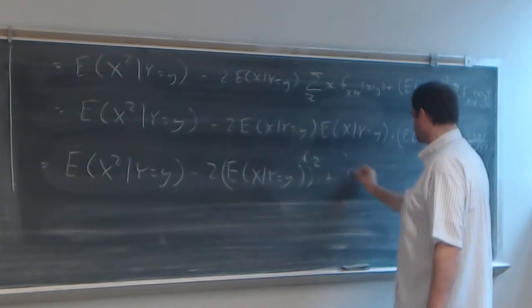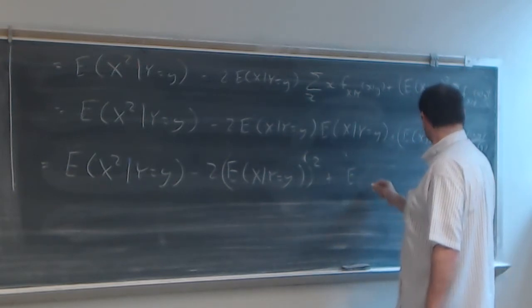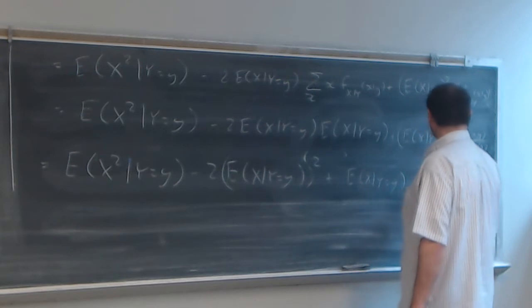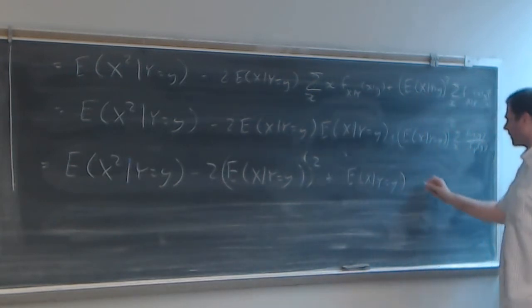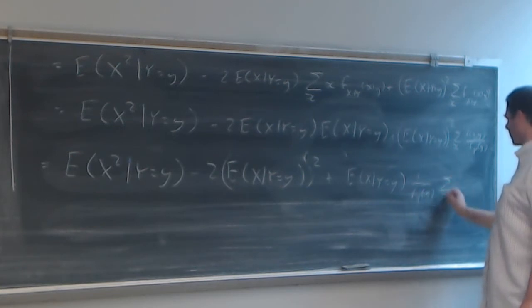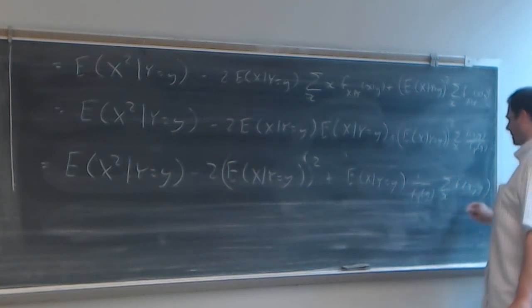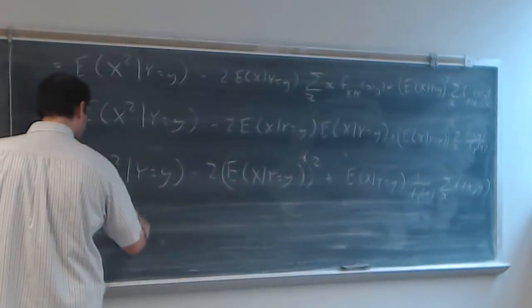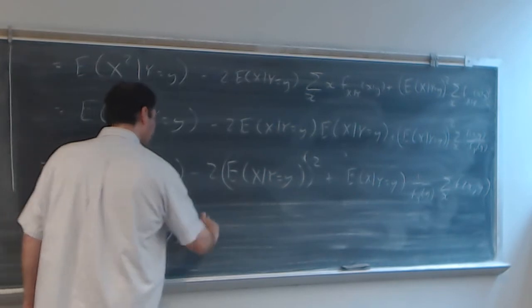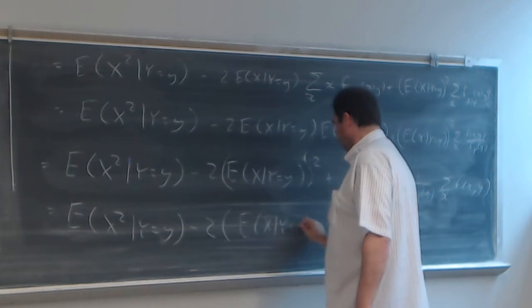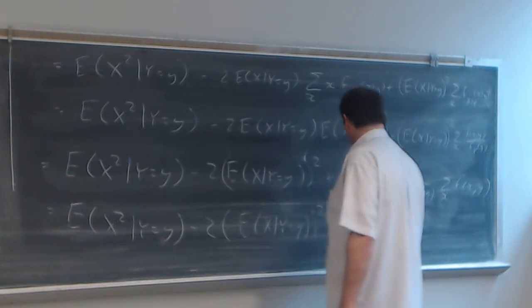this is the expected value of x given y equal to y. Here I can pull out the 1 over f sub y of y, and this is the sum over all x values of f of x comma y. I'm taking my time there. Again, this is the expected value of x squared given y equal to y, minus 2 times the expected value of x given y equal to y, squared.